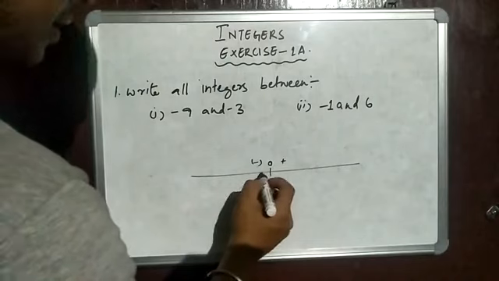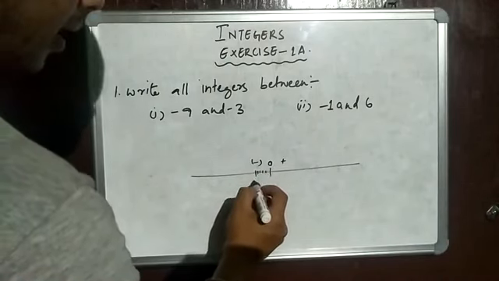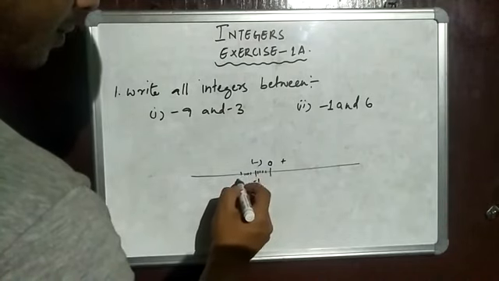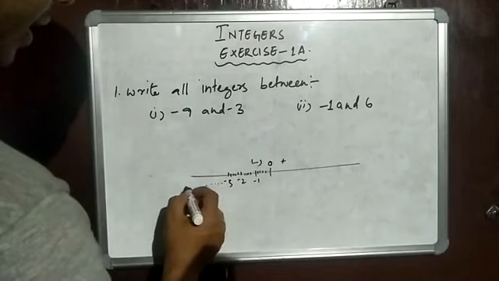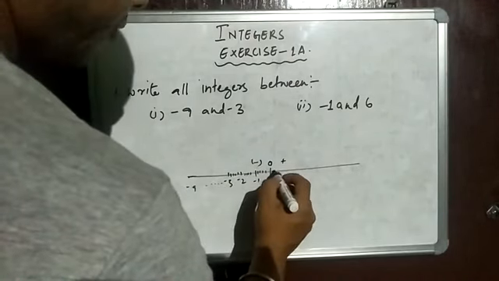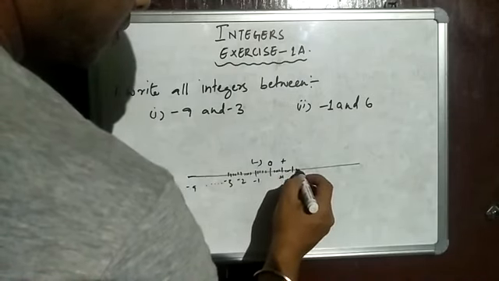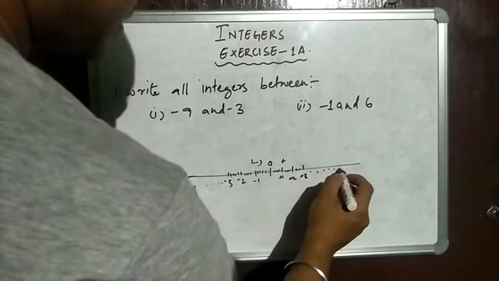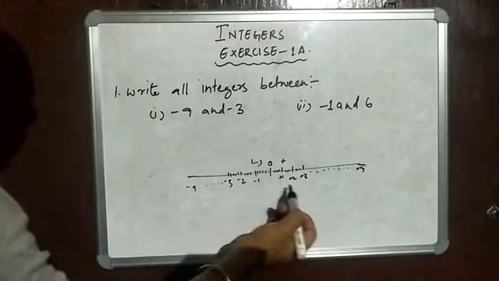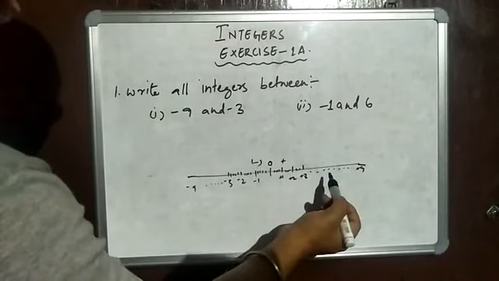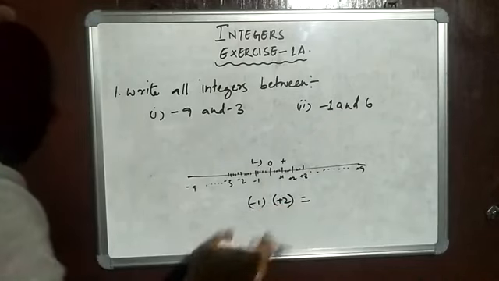Now on the minus side, we mark all the points: minus 1, minus 2, minus 3. Likewise, we'll go till minus 9. And from here, plus 1, plus 2, plus 3 till plus 9. So here you can see there are two sections. We have the minus sign and the plus sign. The numbers which have the minus and the plus sign are called the integers.